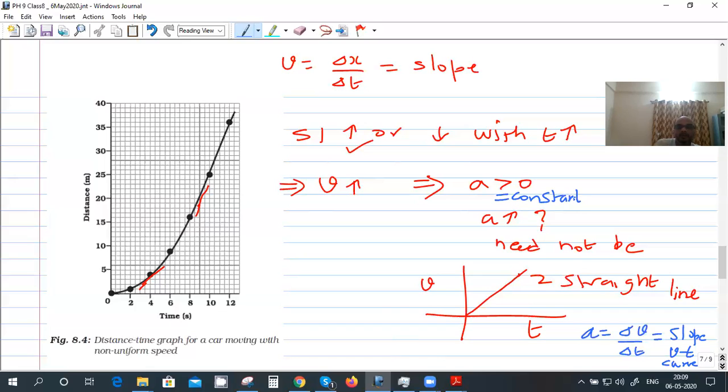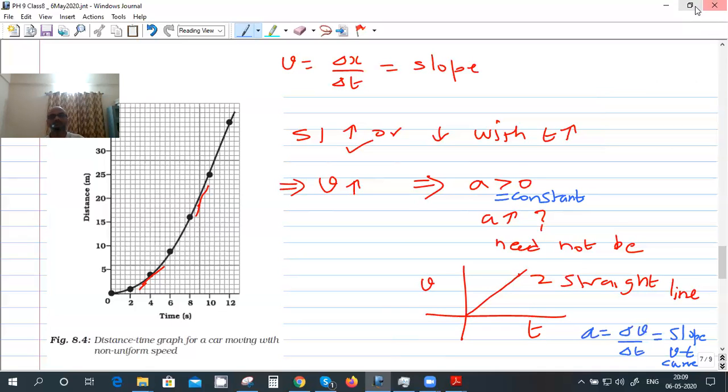And what is meant by constant? It remains the same throughout. Not changing with time. Yes, sir. Constant means not changing with time.